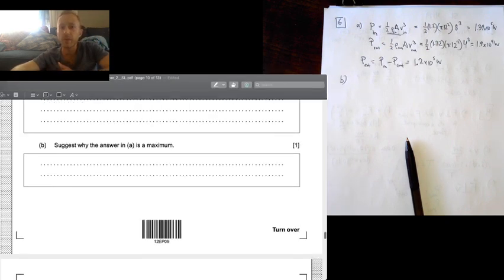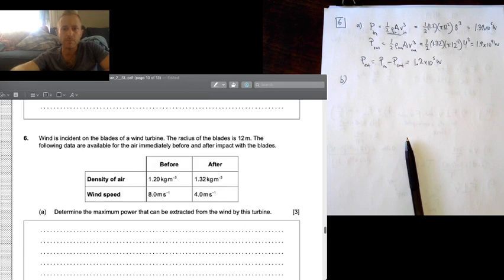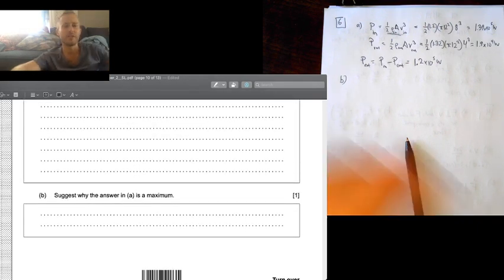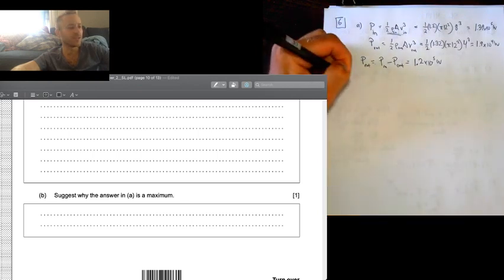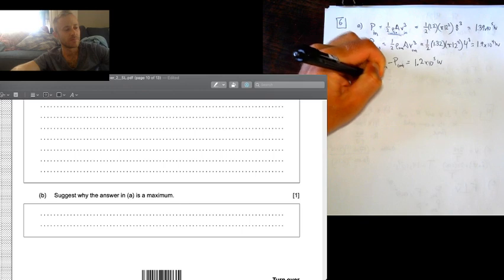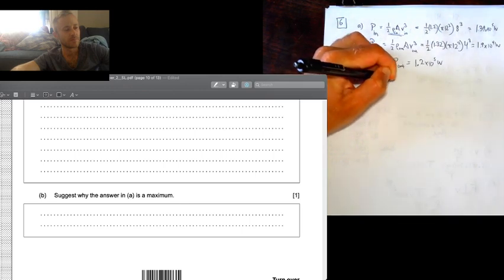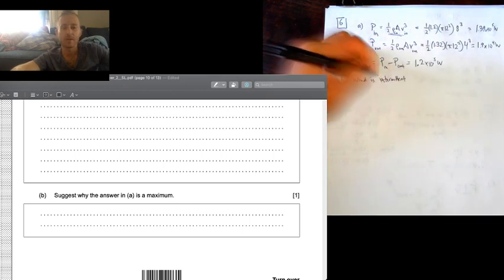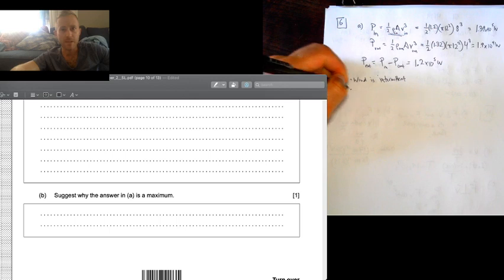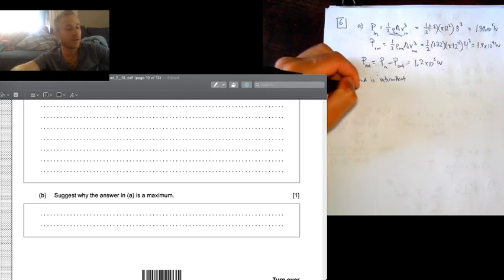So, suggest why the answer to A is a maximum. Well, I would say wind is intermittent. That's one thing. I would also say that there are inefficiencies in the generator.